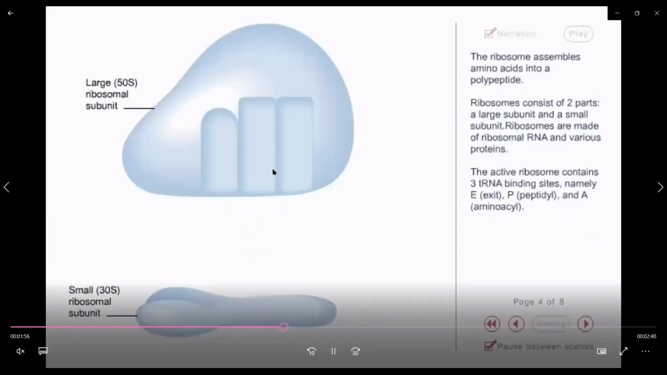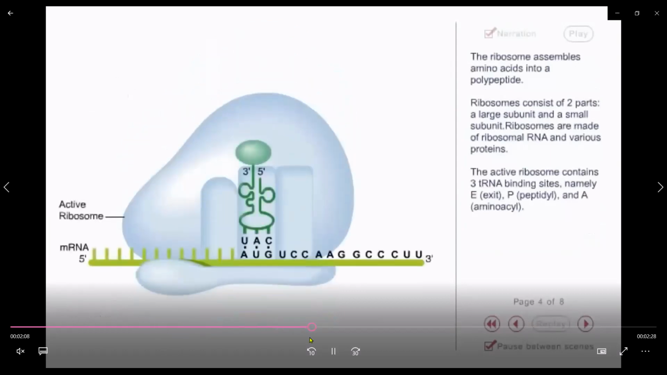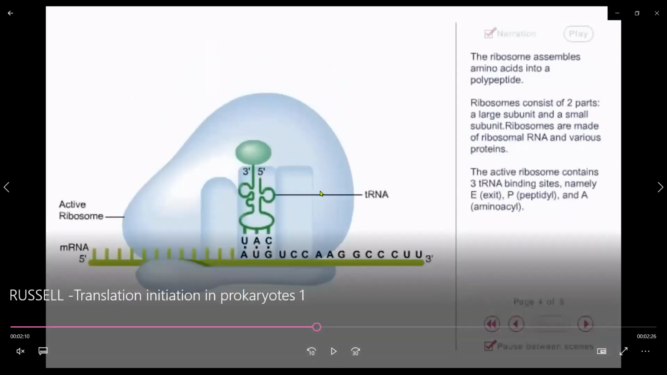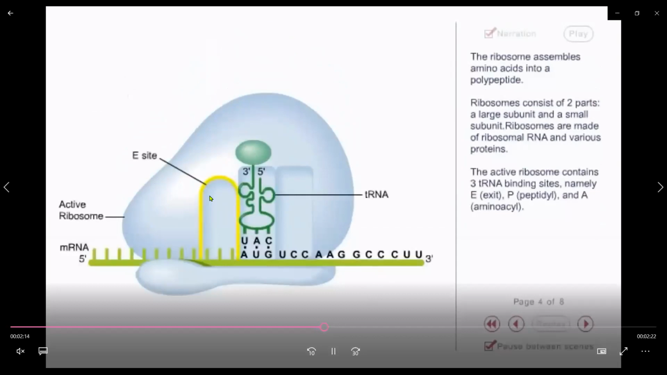Coming to the ribosome. The ribosome assembles during translation, and it decodes the mRNA into a polypeptide. It consists of 2 parts, the larger subunit and the smaller subunit. As you can see, the active ribosome, we discussed the other day, consists of 3 binding sites: the A site, the P site, and the E site. So here is the E site, the peptidyl site, and the aminoacyl site.